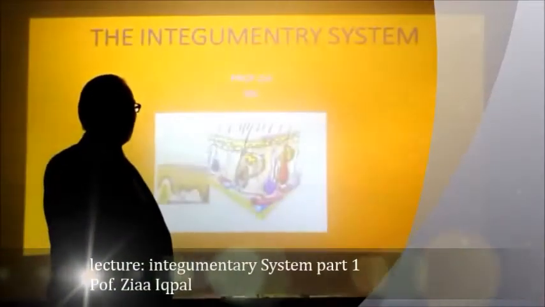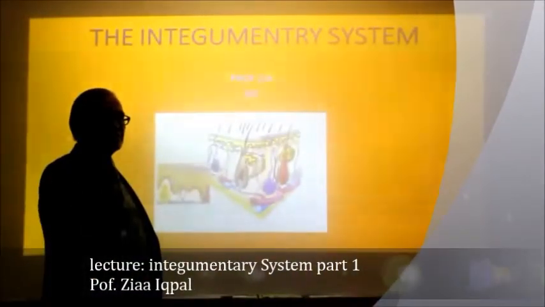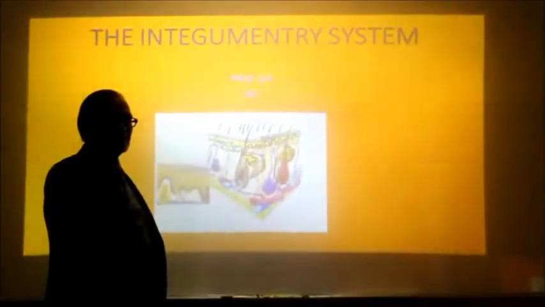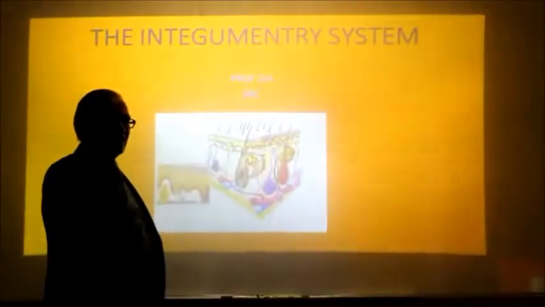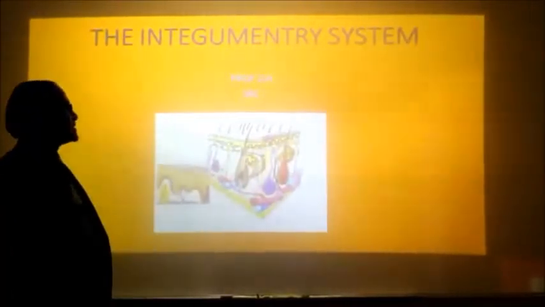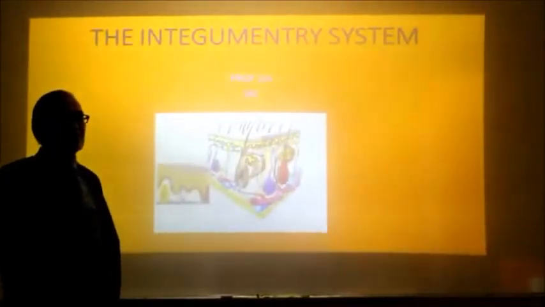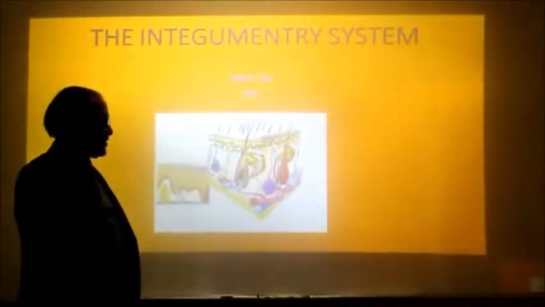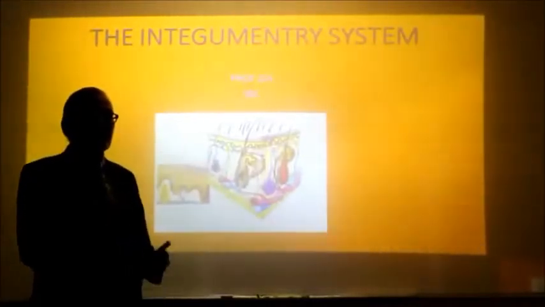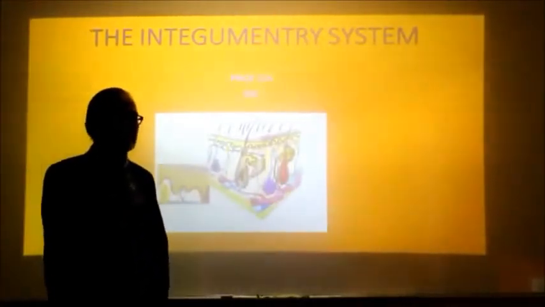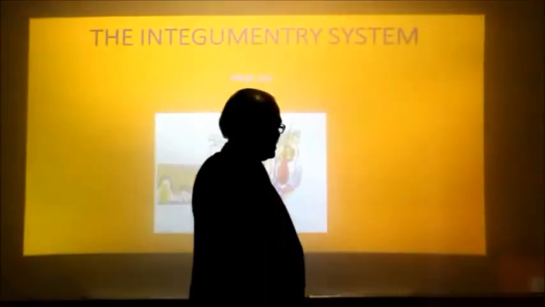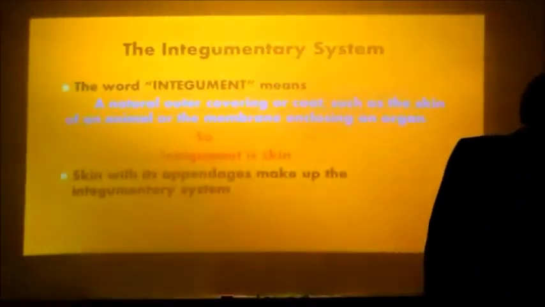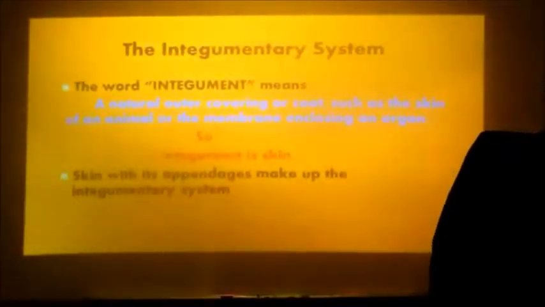Today we will be talking about the integumentary system. The word integument means an overall covering of the body or any organ. Anatomically, it is the skin that makes the integument, and along with all its accessory organs like hair, nails and glands, it makes the integumentary system. Now let us see how this system works.